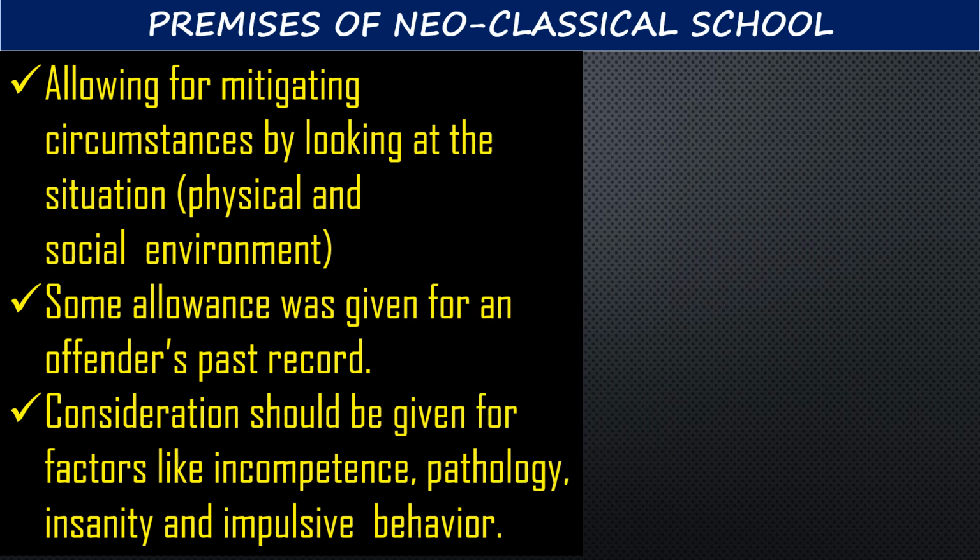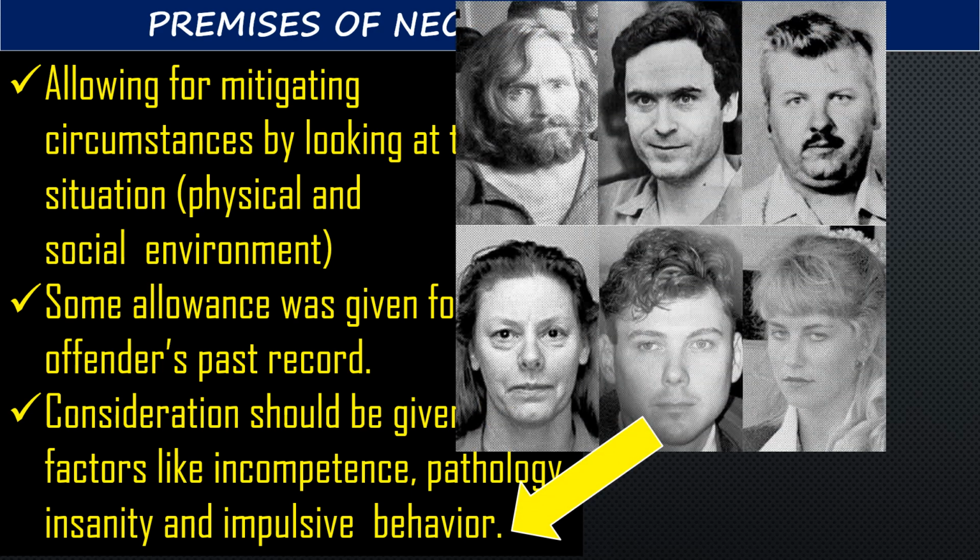There should be a consideration for factors like incompetence, pathology, insanity, and impulsive behavior. That's now on the biological, psychological aspect of a human being or individual. These are the pictures of sociopathic and psychopathic people who were convicted as serial killers in America. And they were suffering from mental illnesses. So according to the neoclassicalists, you have to consider also the mental illness.